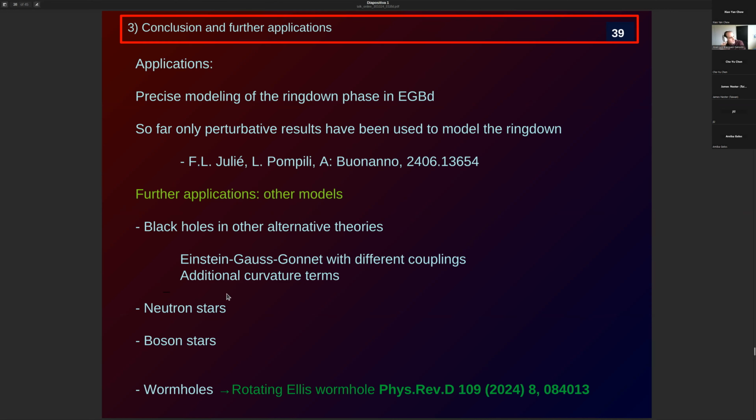Neutron stars have the complexity that you have matter. You have two regions, interior of the star, exterior. So those things have to be treated. Boson stars are a bit more simple. In general, you also have a metric with scalar or Proca fields. Well, same idea as I told you. And for wormholes, the same as I told you. In fact, we have applied this formalism to study recently the quasi-normal modes of the rotating Ellis wormhole.